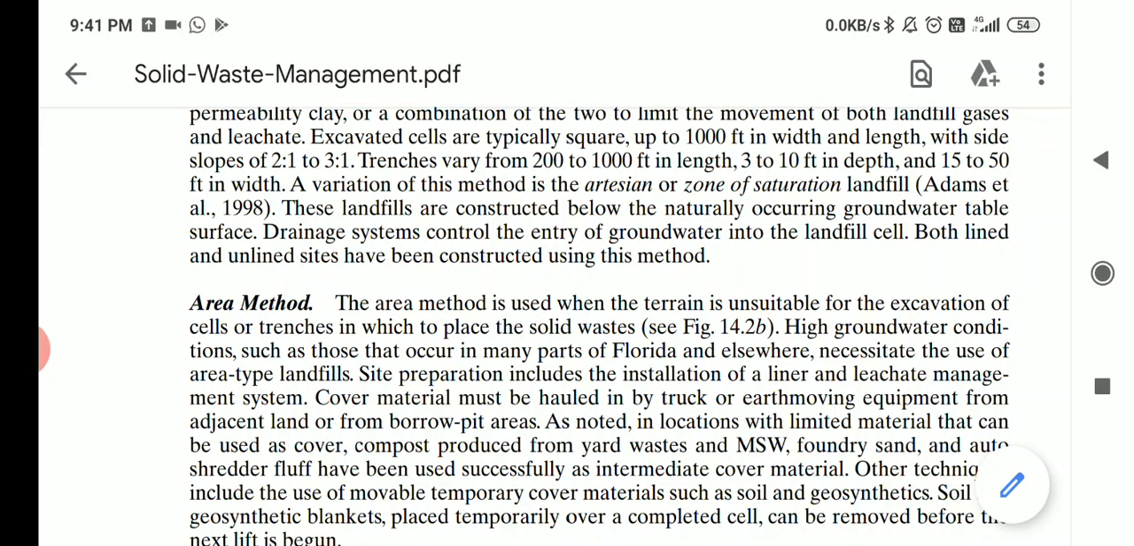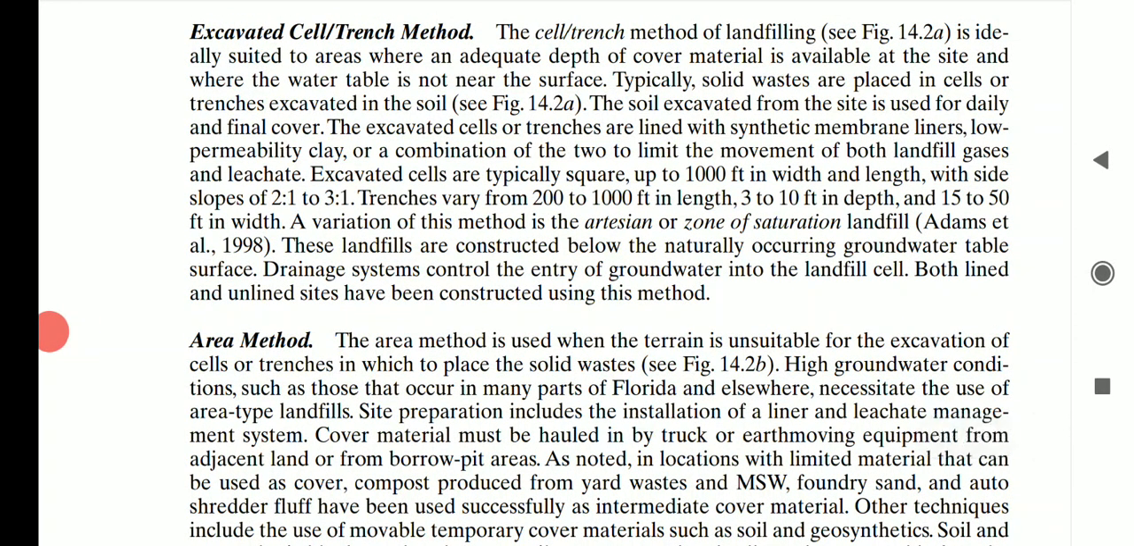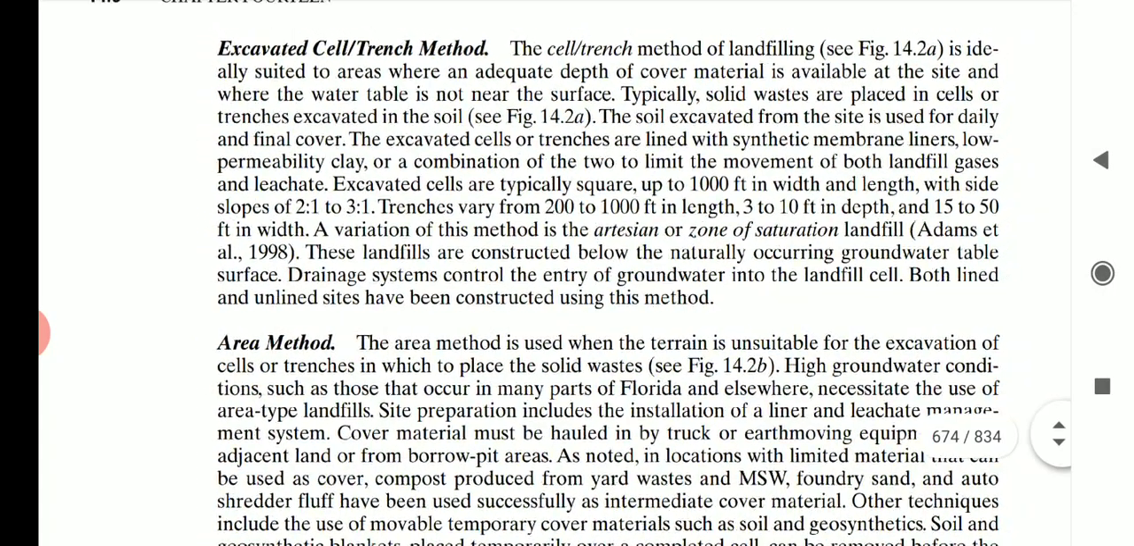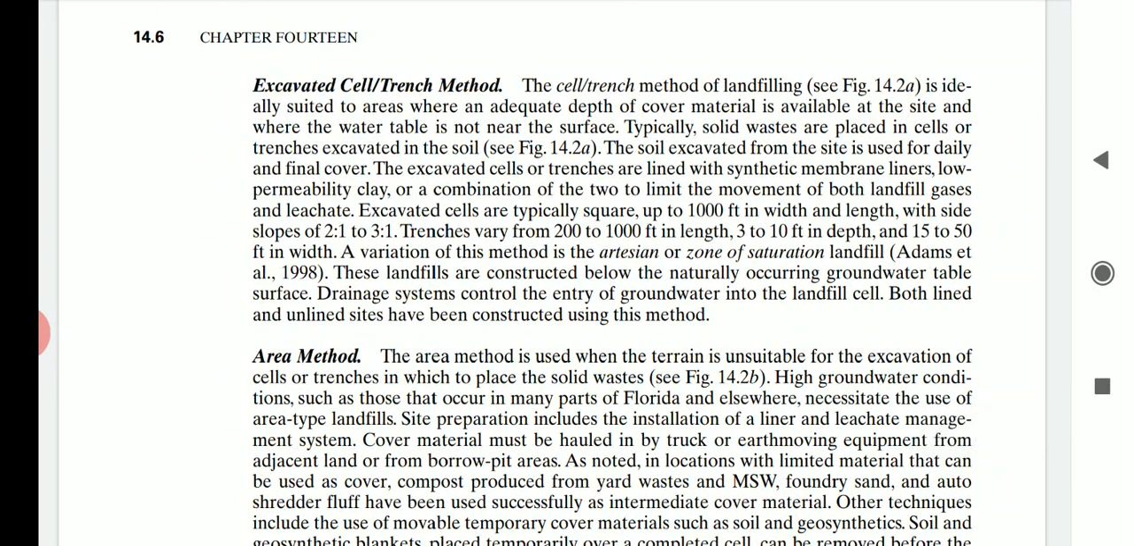Is done. Both lined and unlined sites have been constructed using this method. So they'll see that if they constructed below the underground water, then the water should not enter. So like that the control system will be provided. So this is excavation or trench method. You all know there is excavation and trench method.